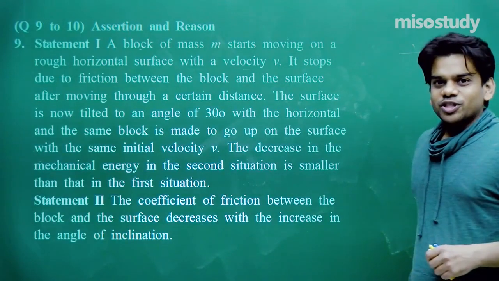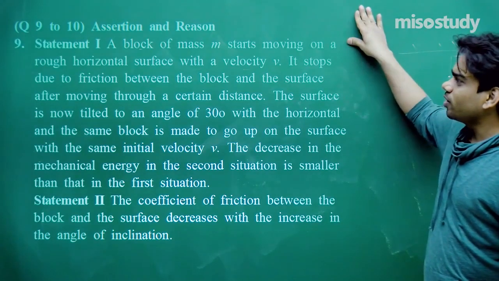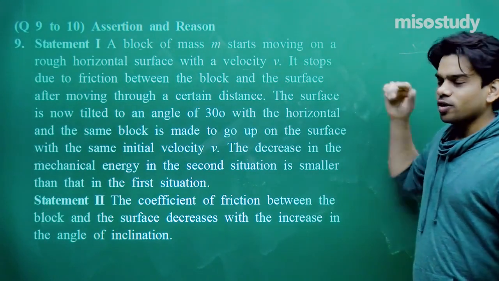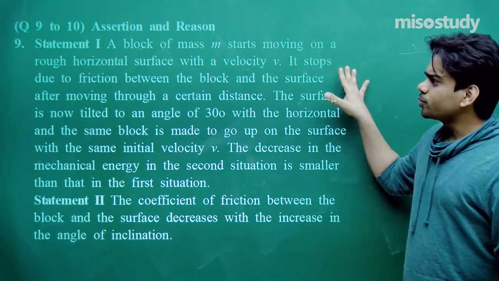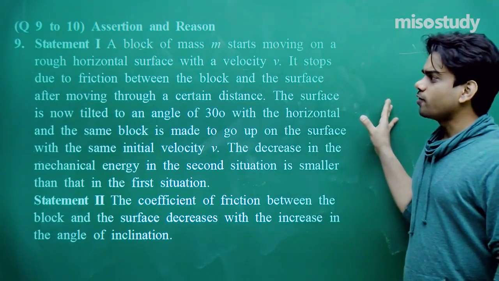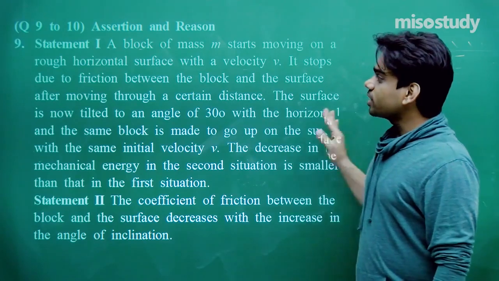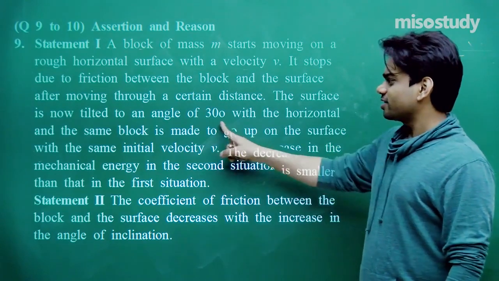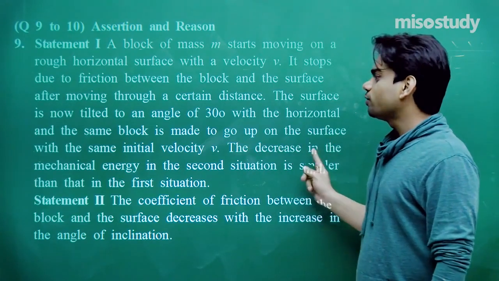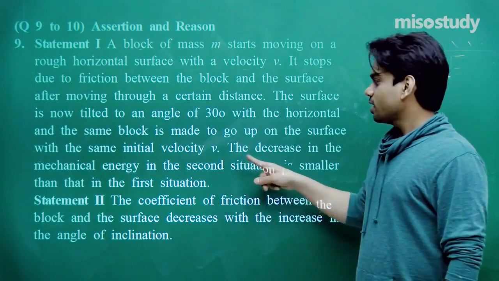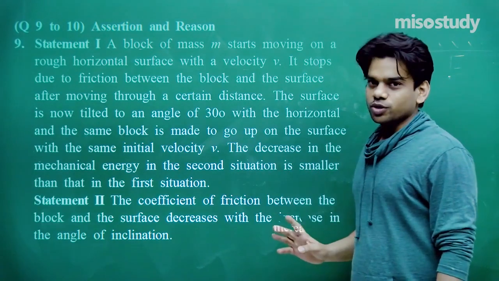It's an assertion reason question. I believe that you can understand with this statement. A block of mass m starts moving on a rough horizontal surface with a velocity v. Rough surface, horizontal surface given, its velocity v. It stops due to friction between the block and the surface after moving through a certain distance. We know that it can stop. The surface is now tilted to an angle of 30 degree with the horizontal, and the same block is made to go up on the surface with the same initial velocity v. The decrease in the mechanical energy in the second situation is smaller than that in the first situation.